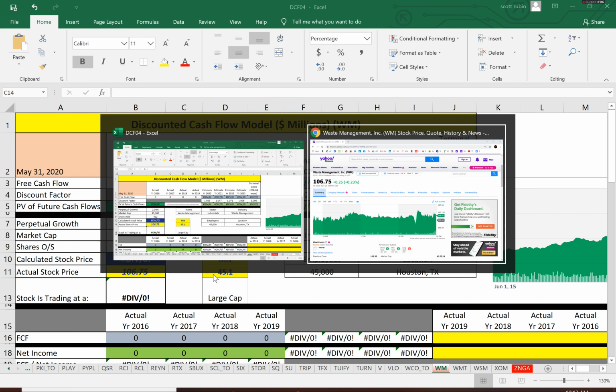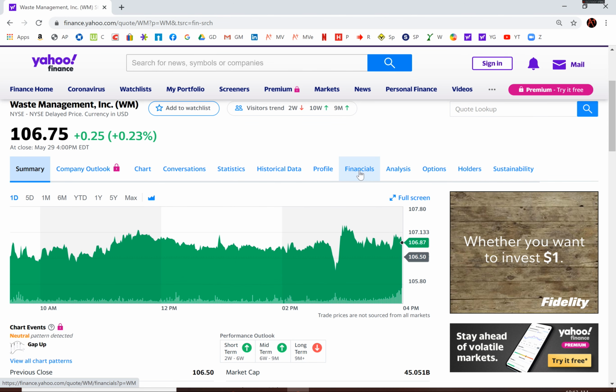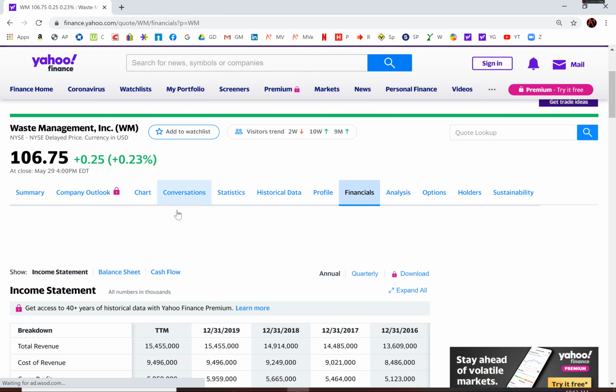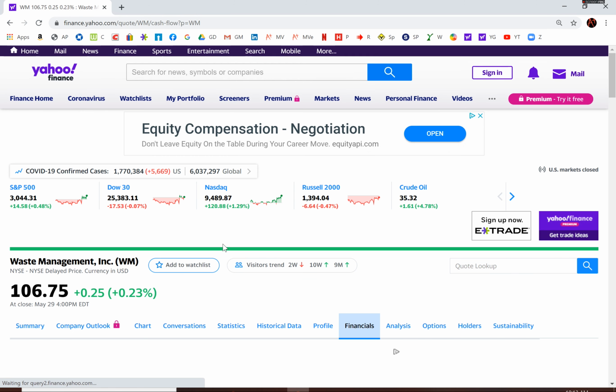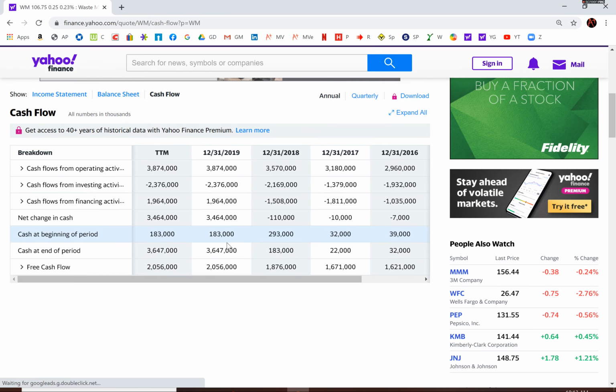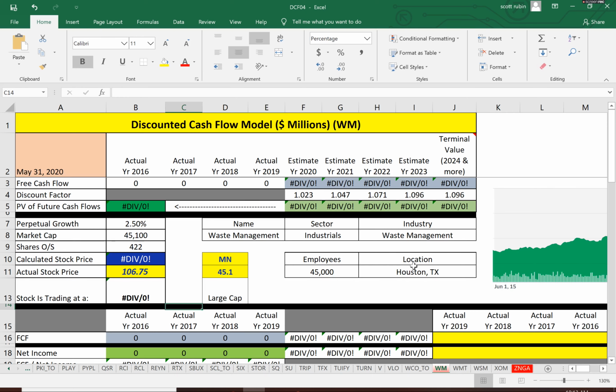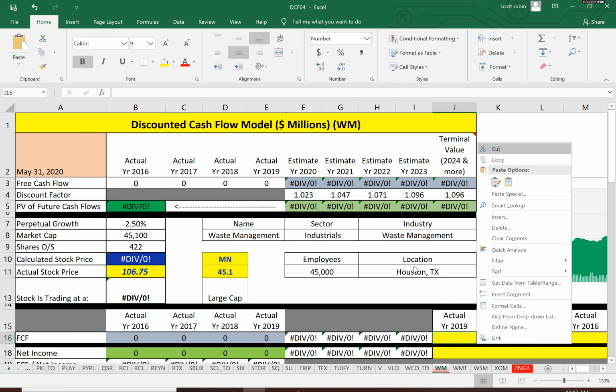Now we're going to look at the free cash flow. The best way to calculate the stock price for a company is to project future free cash flow and then discount those dollar amounts back to today's value. And that's exactly what we're doing in this video. So, Waste Management, Tony Soprano's company.